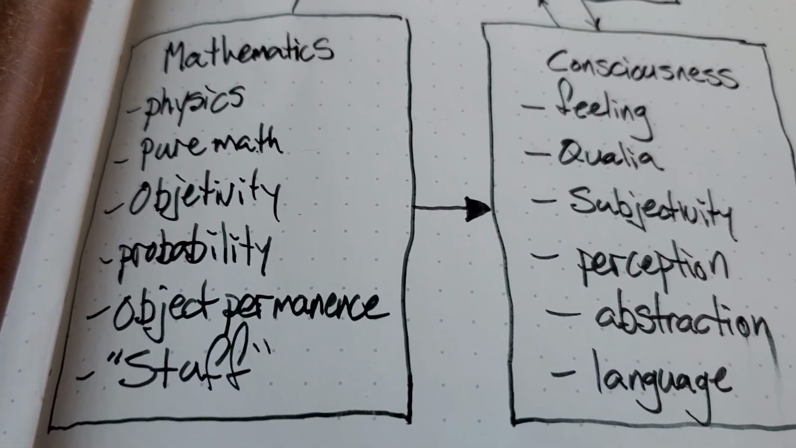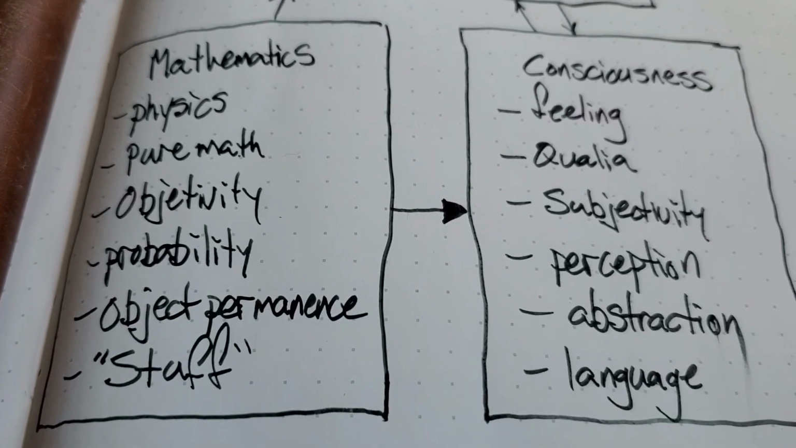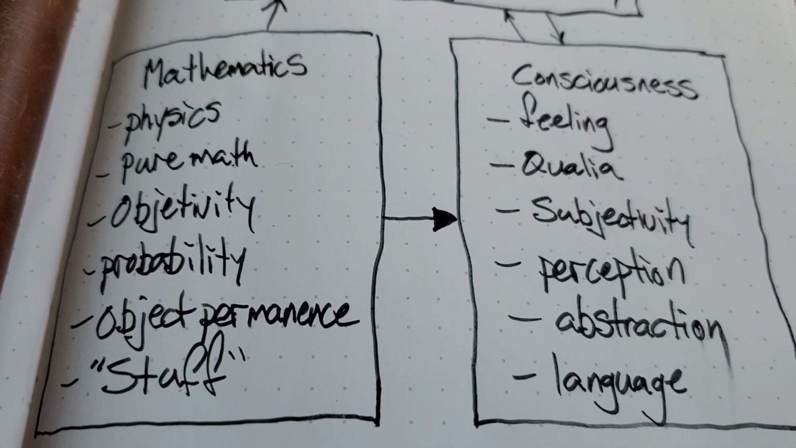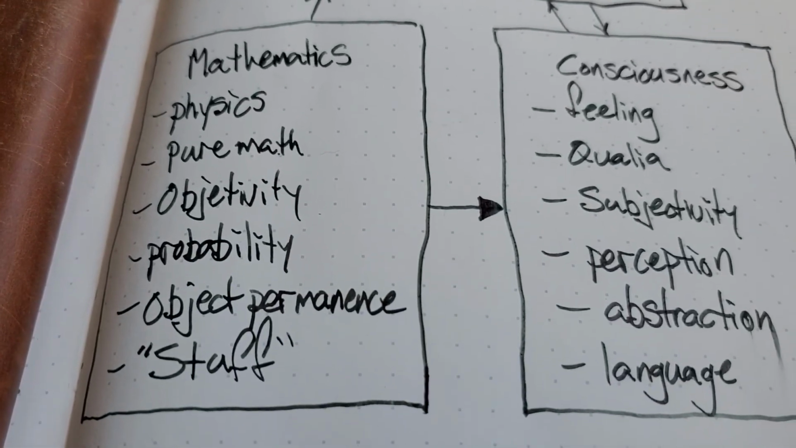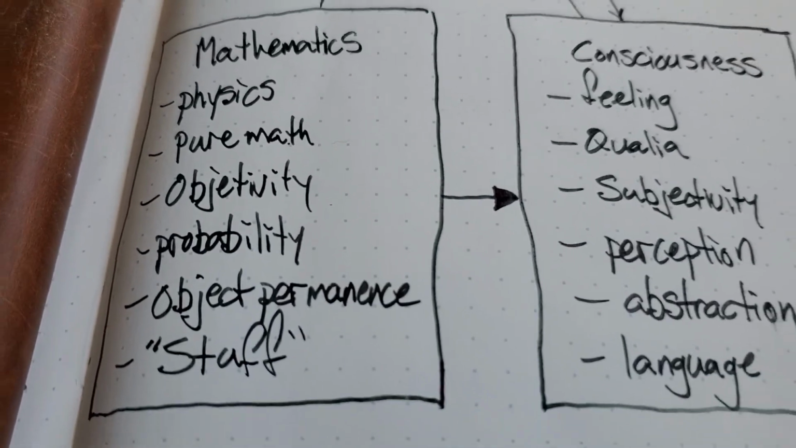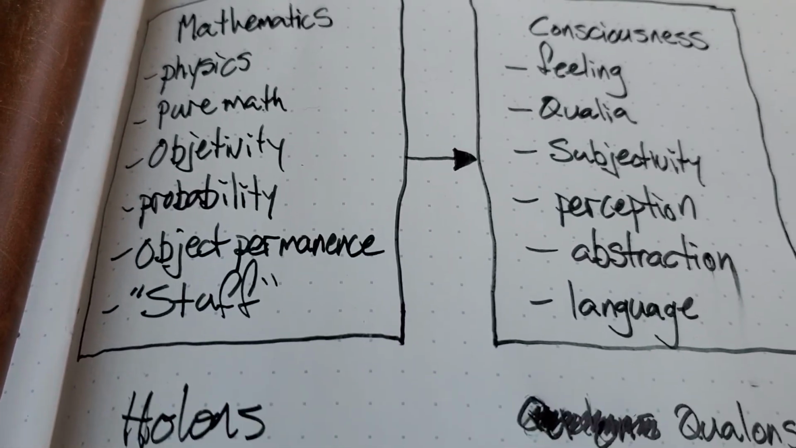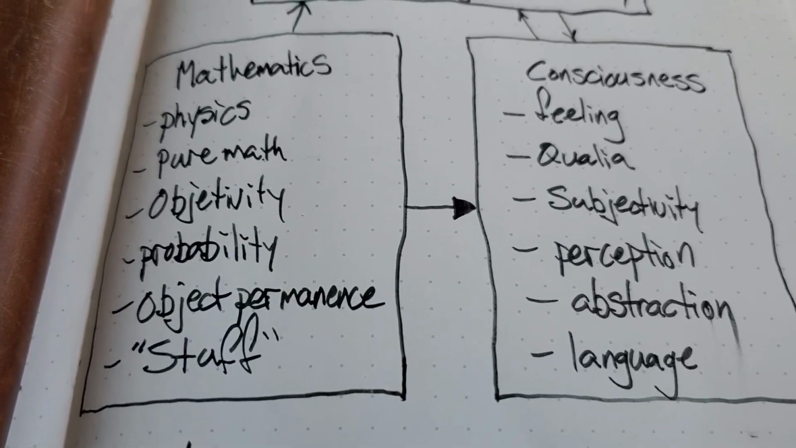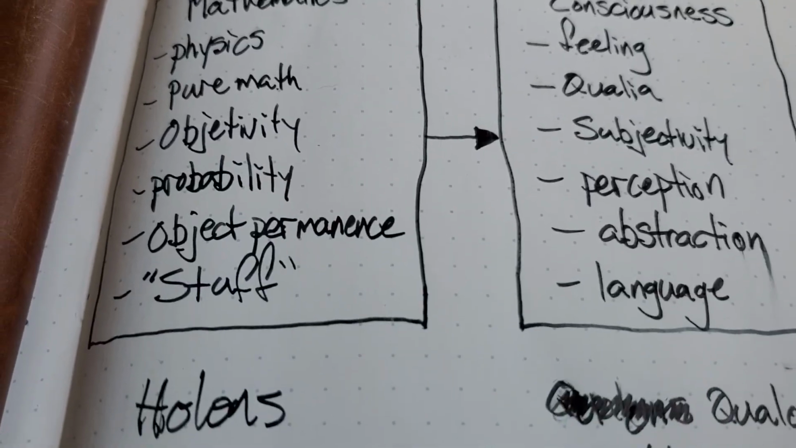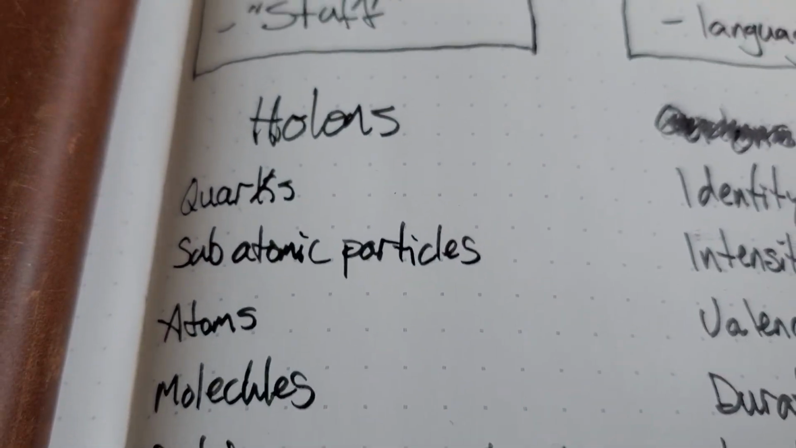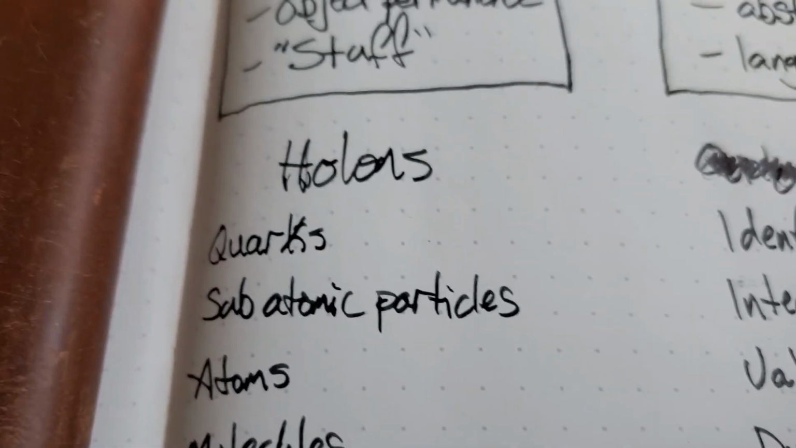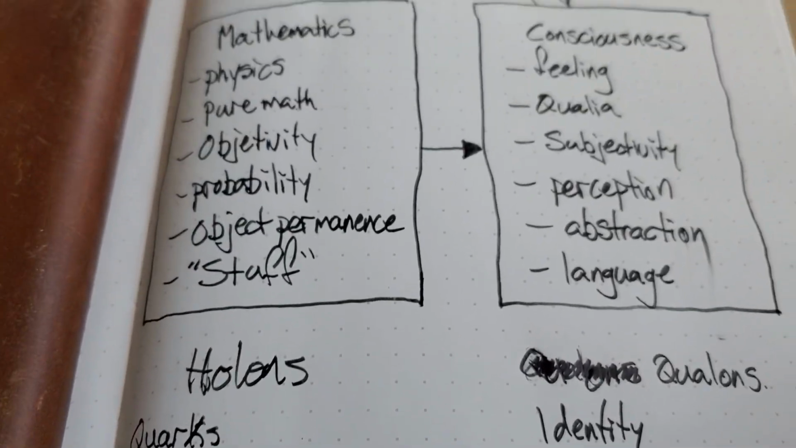You can think about this as, what's a good way to put it? It's basically what things can be made up of and how they work in the most pure sense. So things like objectivity, probability, object permanence, and again, all the stuff lives over here. This stuff, quarks and subatomic particles and atoms.